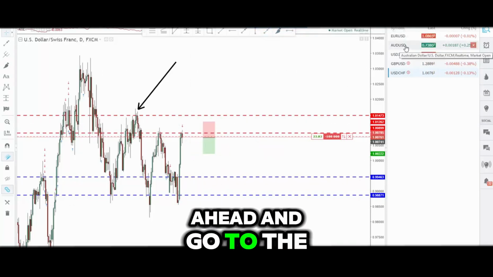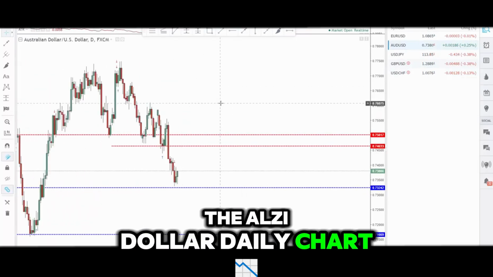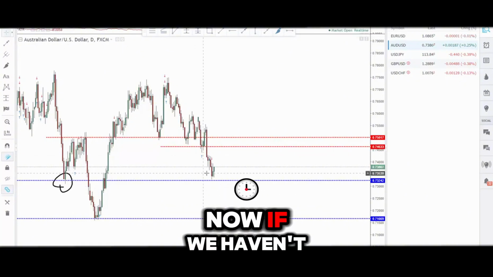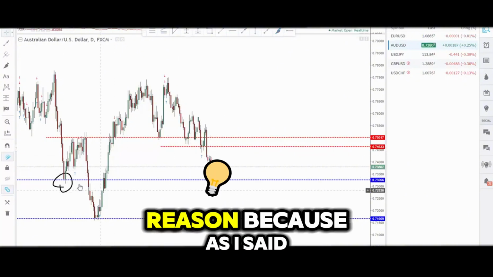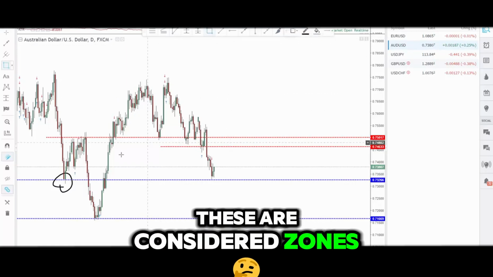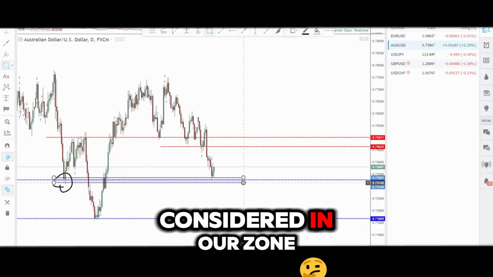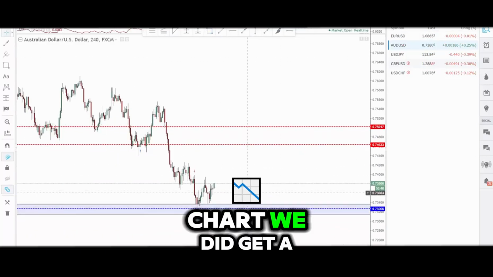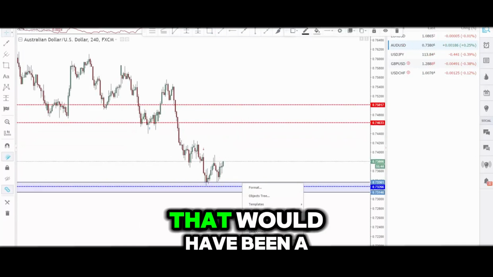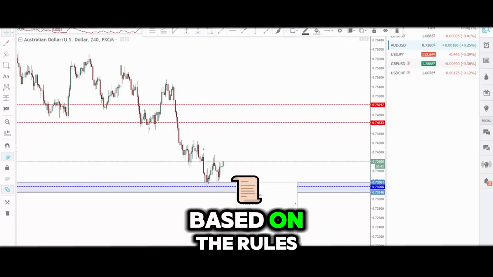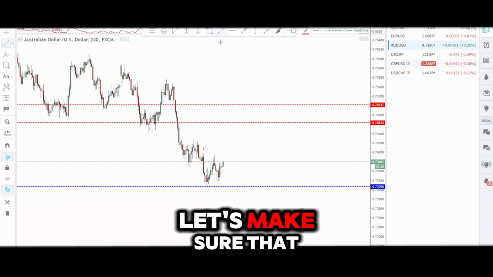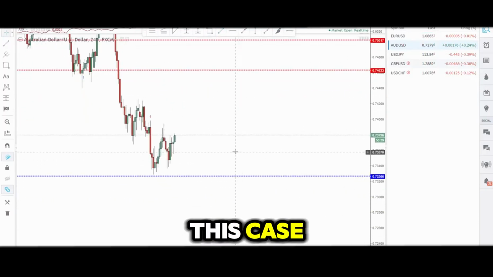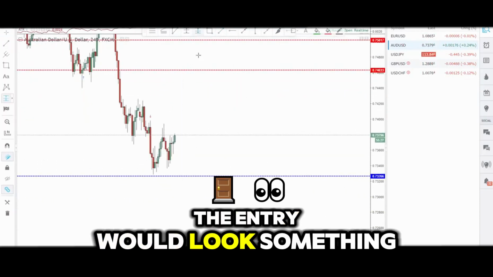Next up, let's go ahead and go to the Aussie dollar. Here we are on the Aussie dollar daily chart. And as you can see, we're pushing down pretty close to a previous level of support now, if we haven't already got an entry reason. Because as I said earlier, guys, these are considered zones, and this would be considered in our zone. So let's go ahead and drop down to a 4-hour chart and check it out. On the 4-hour chart, we did get a double bottom, it looks like. So that would have been a valid entry based on the rules that we're using here today. Let's make sure that this was actually a double bottom. And it was. So in this case, using the rules that we've discussed, the entry would look something like this.